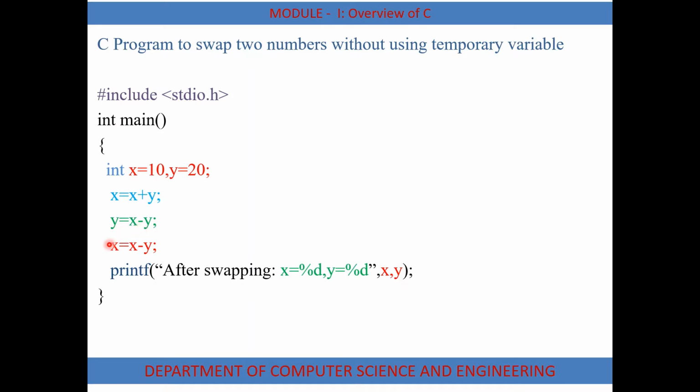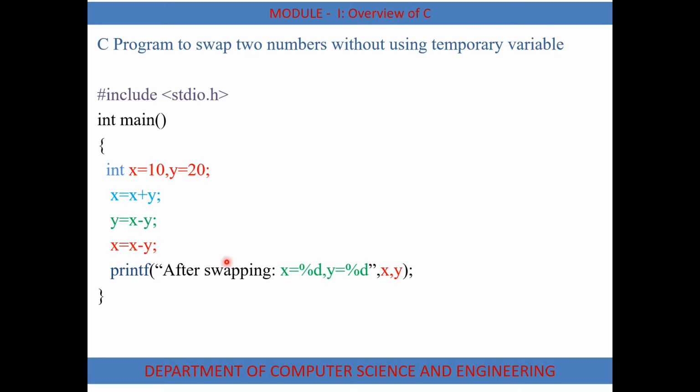Now again perform x is equal to x minus y. Now what is x? X is nothing but this value, that is 30, minus y. Y is nothing but the current value, that is 10. 30 minus 10 is nothing but 20. Now display the value of x and y. X is nothing but what you got from this step, that is 20. So x is equal to 20.